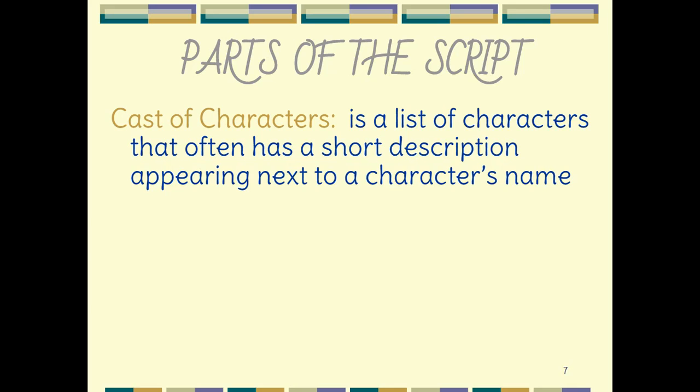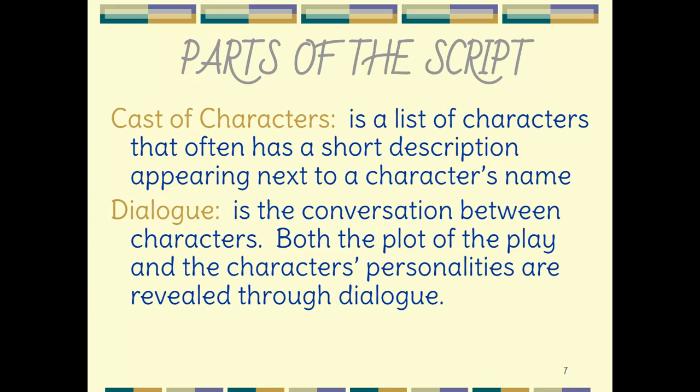All right, parts of the script. Now, you have the cast of characters, which is a list of characters that often has a short description appearing next to the character's name. This is usually at the beginning of the play. So before you get started reading your play, look at the cast of characters. Then you have the dialogue. That's the actual conversation between the characters. Both the plot of the play and the characters' personalities are revealed through the dialogue.